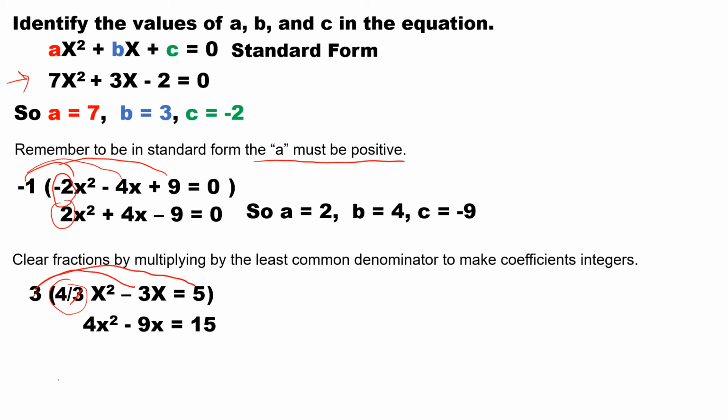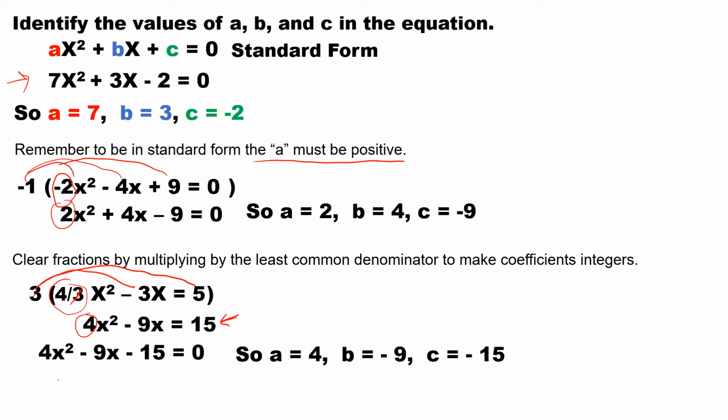So once you've cleared the fractions, you know that this coefficient of the x squared is positive. You've got to make sure it's in standard form. Is it in standard form? No, because this 15 is still on the right-hand side. It's not set equal to 0. So we have to subtract 15 from both sides, so it's now set equal to 0. Now it's in standard form, and now we can identify. So a equals 4, b equals a negative 9, and c equals a negative 15.